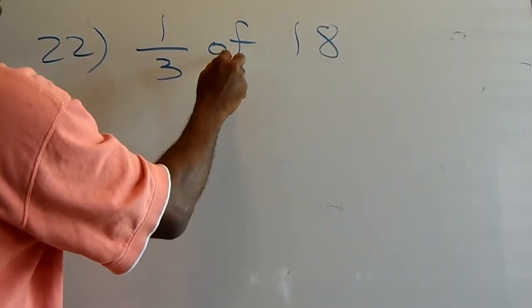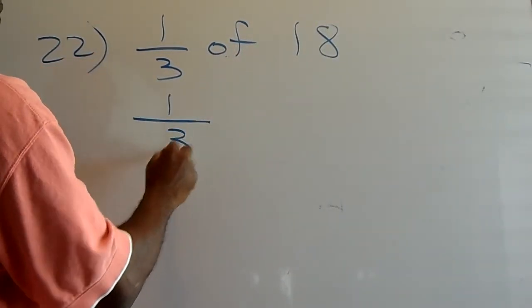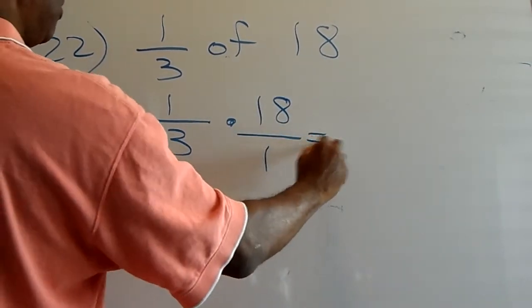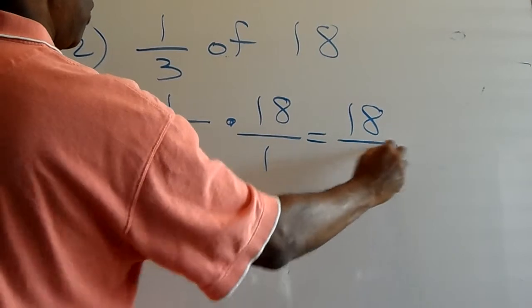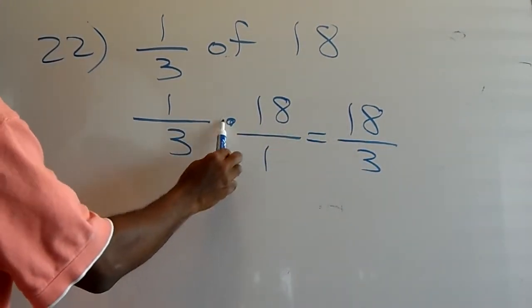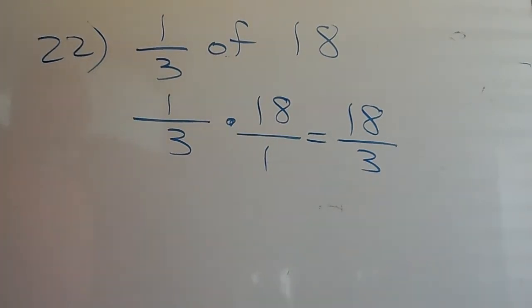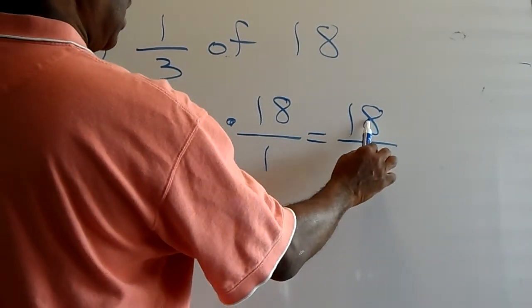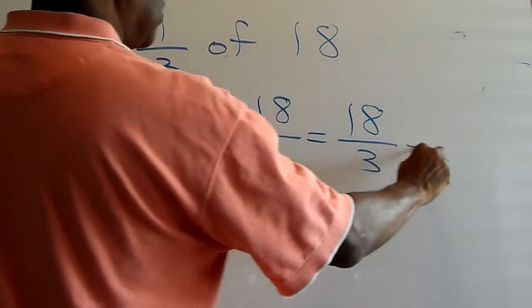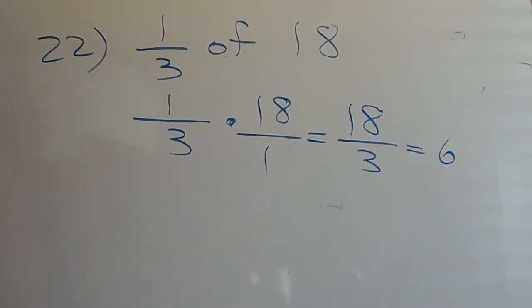Of means multiply. This means multiply, so this is 1/3 times 18 over 1, which gives you 18 over 3. Where did this come from? 1 times 18 is 18. 3 times 1 is 3. Put this in your calculator as you see it: 18 divided by 3, exactly the way it says it. 18 divided by 3 is going to give us 6. That's good. All right.